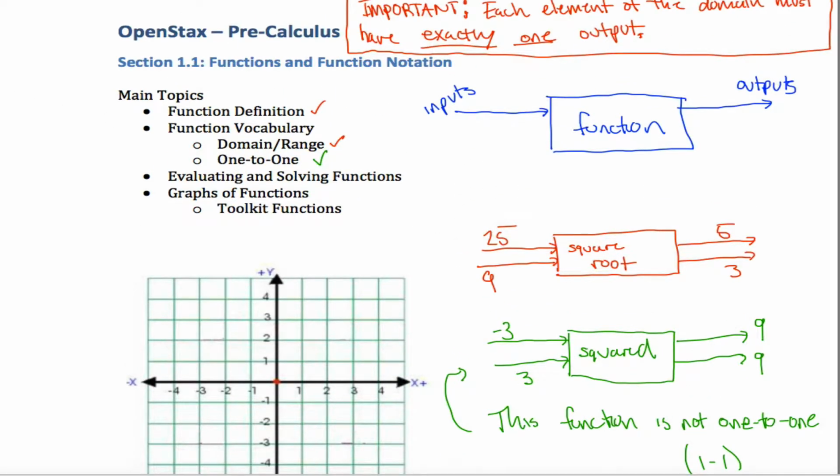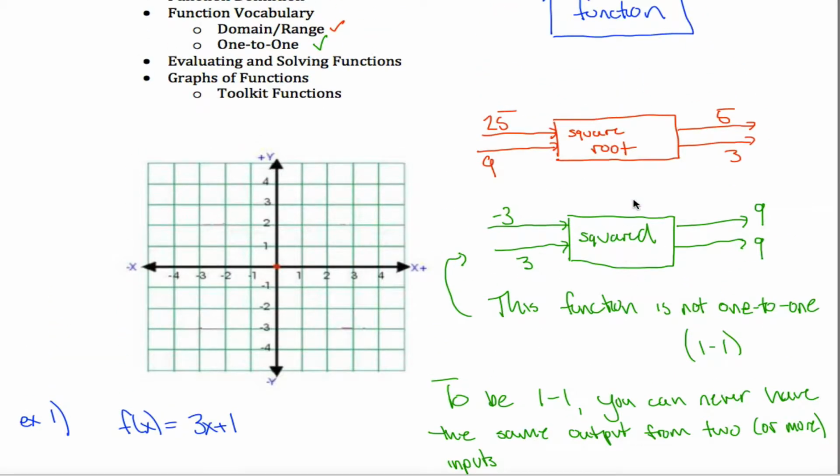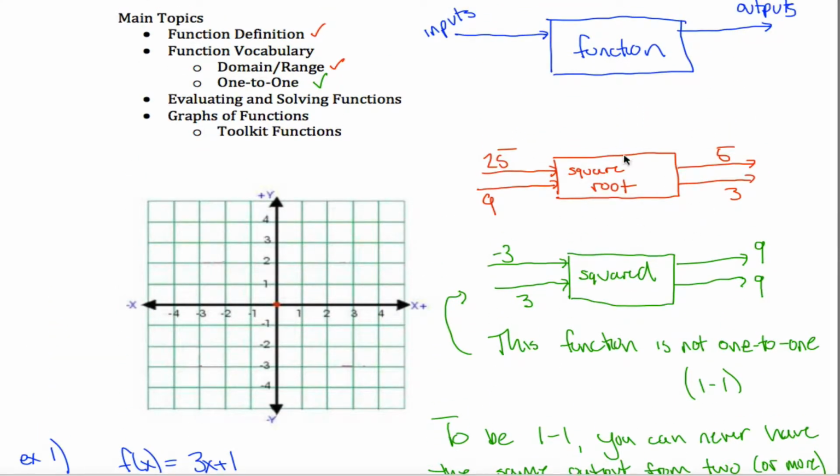Okay, now I'll move on to what most of the questions you see in a section like this look like, evaluating and solving functions. So let's do an example down here. Example 1, I guess. I'm going to make some function, and I'm going to write it like this. Whoa, wait, hold on. What happened to the boxes and the flow charts and all that? Okay, I'm going to be honest with you. You're not going to see a whole lot of flow charts like this.